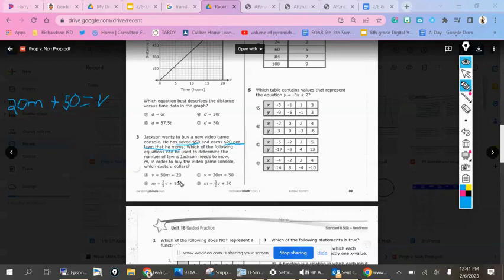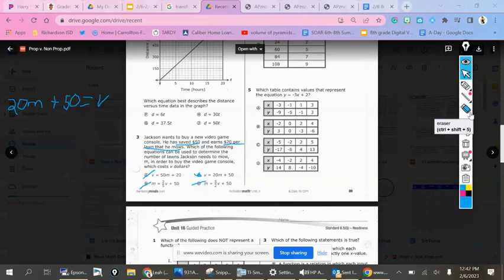Now that I have that written, I'm going to see which matches. It wouldn't be A because it's $20 per lawn he mows. It wouldn't be 2/5, and it wouldn't be 5/2. It would also be C. All right.